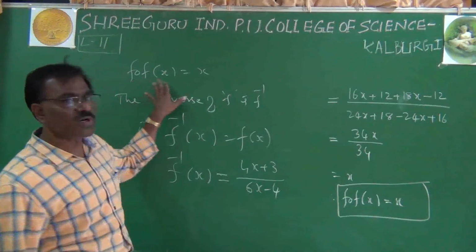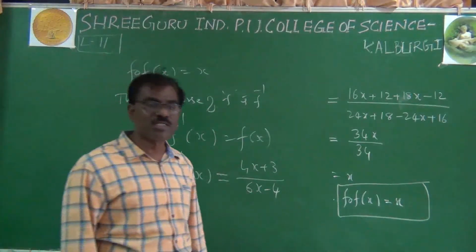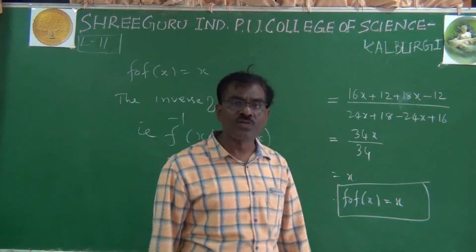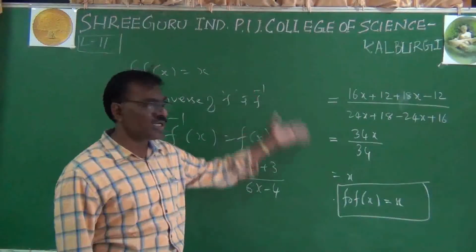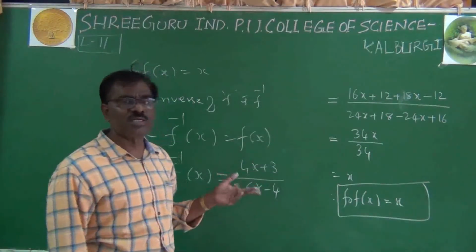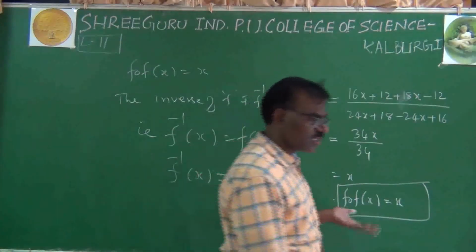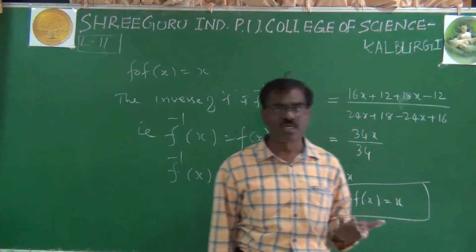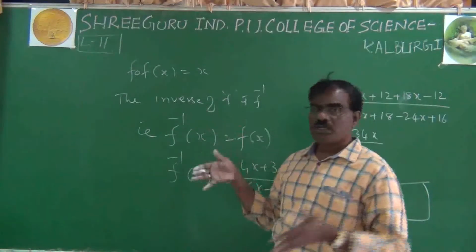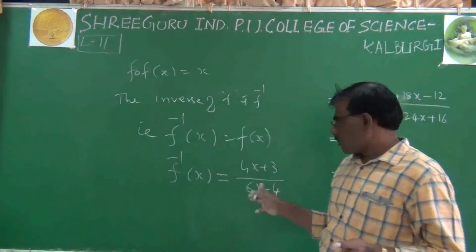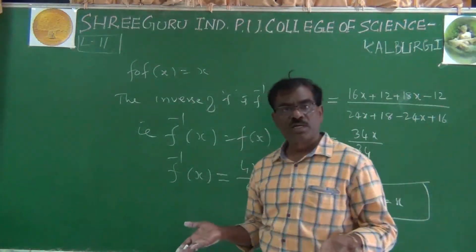When it is given f composition f of x is x, then what is the inverse of f? Students, are they solving it completely? No, not necessarily. Without solving this oral question, f composition f of x is x. What is the inverse it is asking? So given the function (4x + 3)/(6x - 4), it is called, its inverse.